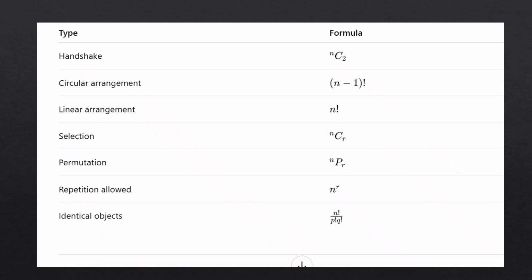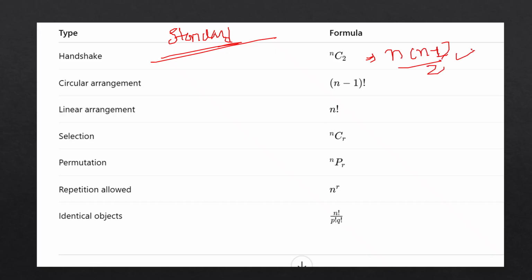You can practice some more questions, and there are some standard formulas with cases like handshake type of question, where you can apply n into n minus 1 by 2 directly in this type of question where no conditions are given. Circular arrangement is factorial n minus 1, linear arrangement is factorial n, then selection, permutation, repetitions and identical objects. So there are some cases you can practice in this type of question also.